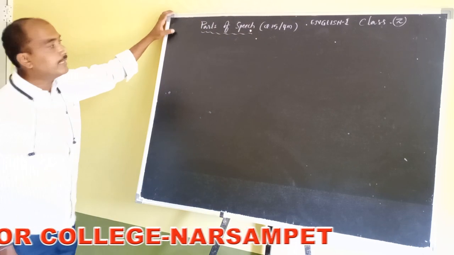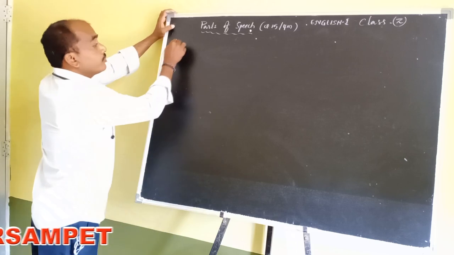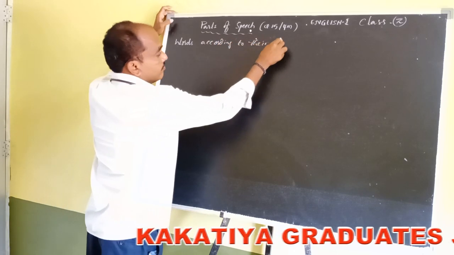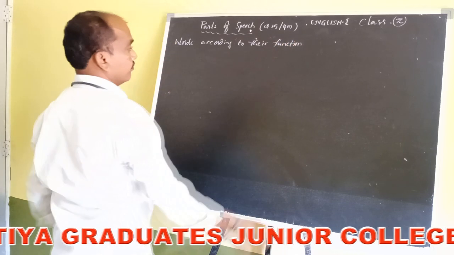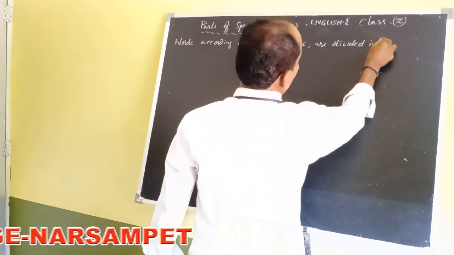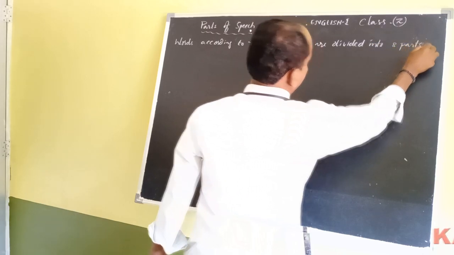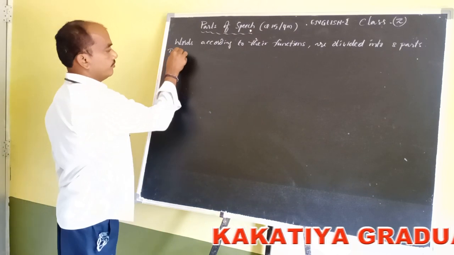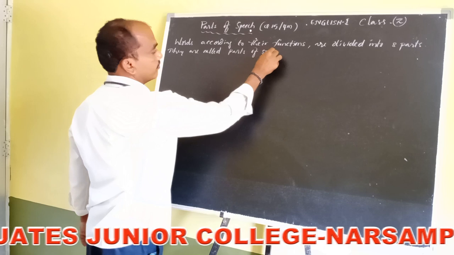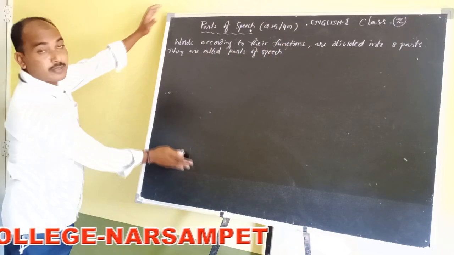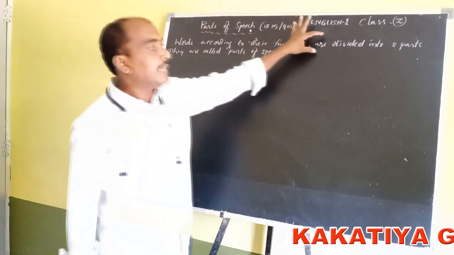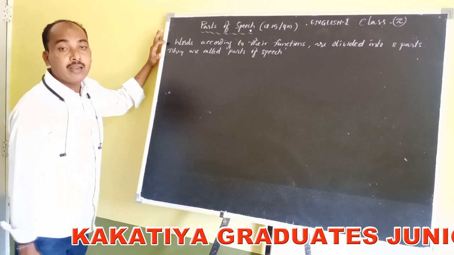Now today we are going to discuss the topic. Words according to their functions are divided into 8 parts. They are called parts of speech. Now I define, what is parts of speech we are discussing here? Words according to their functions are divided into 8 parts. They are called parts of speech.